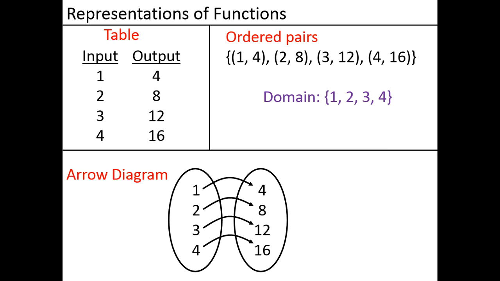Now remember, we talked about domain as being the set of all the inputs and the range as being the set of all the outputs. So if we look at any of these representations, we should be able to see what the domain and the range are. The domain is the set of all the inputs, which in the ordered pairs would mean all the x-coordinates. And the range is the set of all the outputs. In the ordered pairs, the range will be seen in the y-coordinates of those ordered pairs.